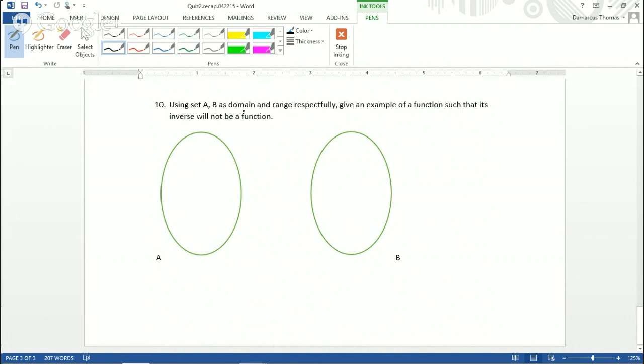Using set A, B as domain and range respectively, give an example of a function such that its inverse will not be a function. And so I'll just make a quick function. I'll just say I have this point 1, this point I'll call it 2, and this point I'll call it 3, and one more, I'll call this one 4. And here I'll say A, B, C, and I'll just say D.